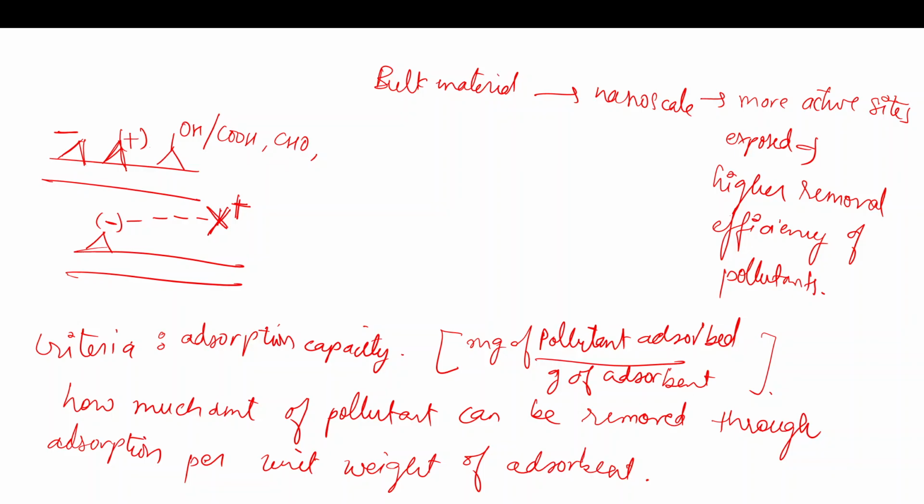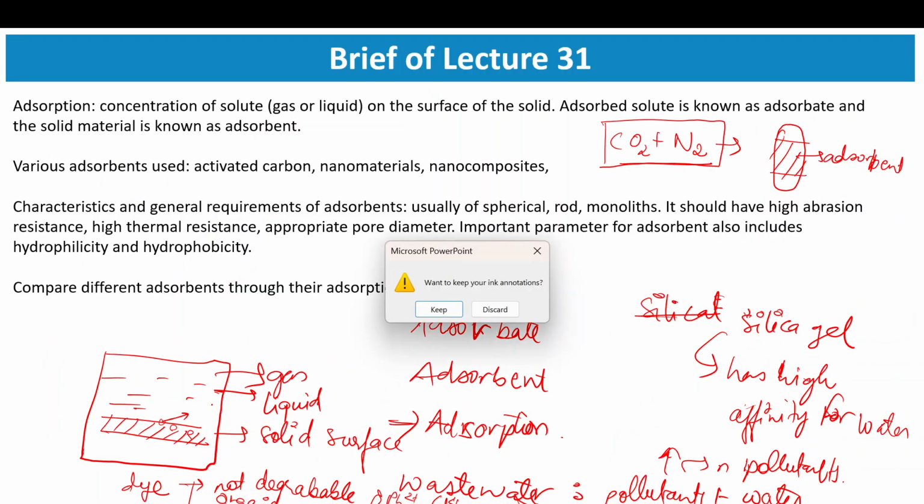So the higher the adsorption capacity, the more is the affinity towards the pollutant, and the more is the specificity, and you can choose the one which has higher adsorption capacity, right? So is it clear so far?